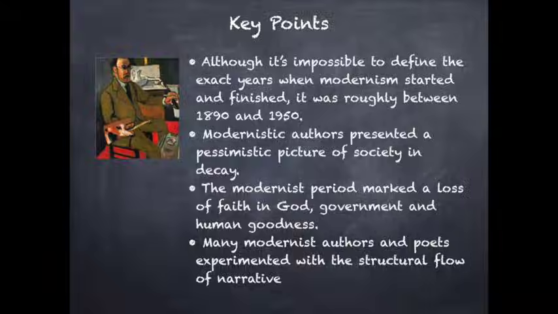Great, well, thanks for sticking with me through to the end of the lesson. Just to recap the key points, although it's impossible to define the exact years when modernism started and finished, it was roughly between 1890 and 1950, which is a really turbulent time in history with revolutions and wars and all sorts of things going on. Modernistic authors presented a pessimistic picture of society in decay. The modernist period marked a loss of faith in God, government, and human goodness, and many modernist authors and poets experimented with the structural flow of narrative.